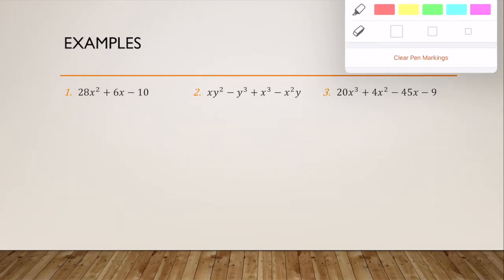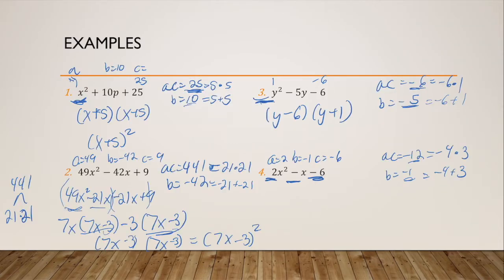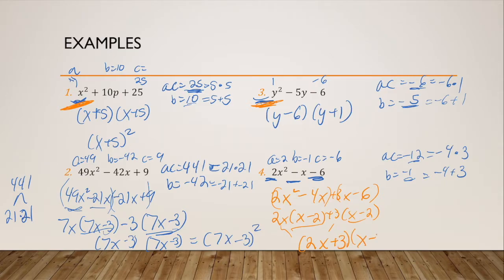So I'm going to rewrite this as, let's use another color so you can see that clearly, 2x squared minus 4x plus 3x minus 6. Then we factor by grouping. Again, we can't use our shortcut because our leading coefficient A doesn't equal 1. 2x times x minus 2 plus 3 times x minus 2. These are the same, so I did this correctly. Collect my greatest common factors. Final answer is 2x plus 3 times x minus 2.